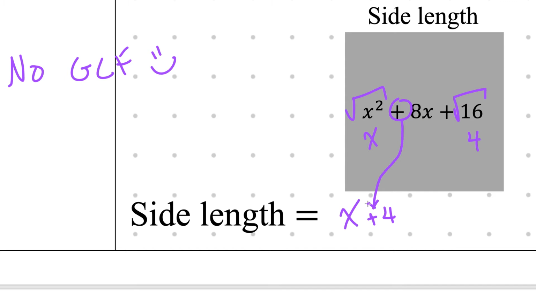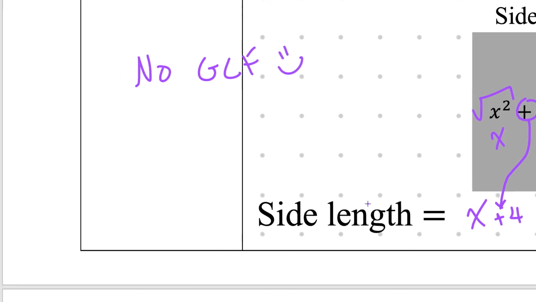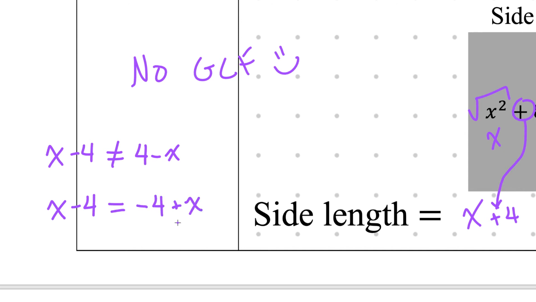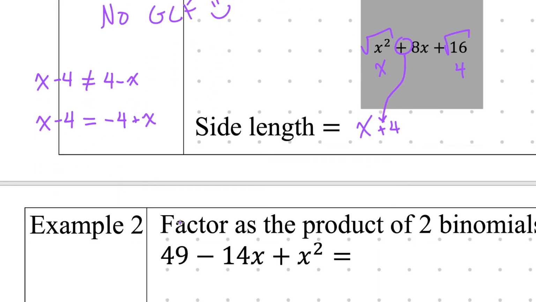Can you also have the answer as 4 plus x, or does it have to be x plus 4? 4 plus x is also fine, because x plus 4 is 4 plus x. But if I had x minus 4, and I'll write this off to the side because this is something that hung up a lot of people yesterday, x minus 4 is not the same thing as 4 minus x. You could say, though, x minus 4 is equal to negative 4 plus x, if you want to switch around the order. Good questions, guys. Let's continue on.